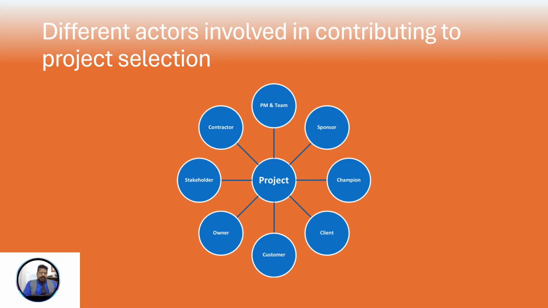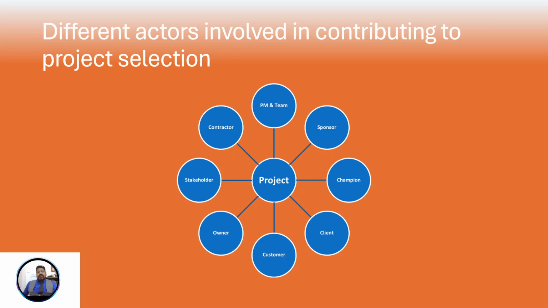Project selection models. The different actors involved in contributing to project selections are sponsors. A sponsor is someone who will sign off or release the money or team to start working on the project. Then you have the PM and team, contractors, stakeholders, owners, customers, and clients. They are nothing but the stakeholders. Stakeholders are of two types. Anyone who is getting affected by a project positively or negatively is a stakeholder, and stakeholders can be internal or external. I've explained stakeholders in detail in the previous session.